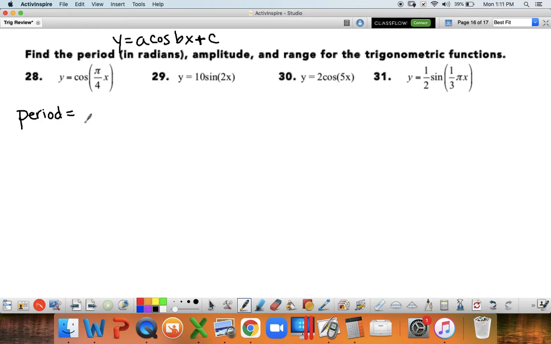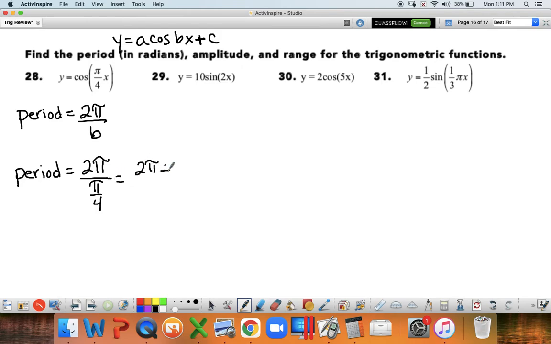So if I want to figure out the period of a function, I take our standard period for cosine and sine, which is 2 pi, and I divide by the value that's in front of the x. Okay, so let's look at our first example. I have cosine of pi over 4 times x. So I want to figure out the period value, meaning how long does it take before it starts itself up again? Because remember, these functions are periodic. They cycle through over and over and over again. So I get 2 pi divided by pi over 4.